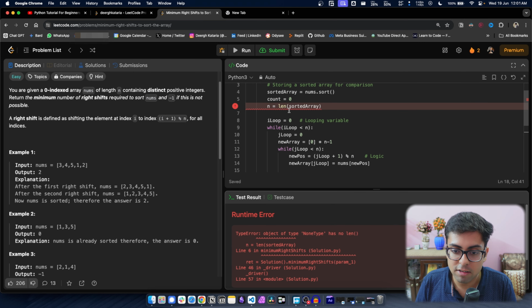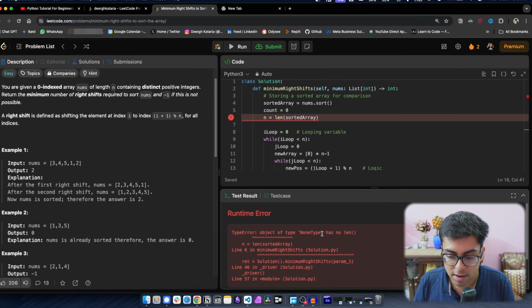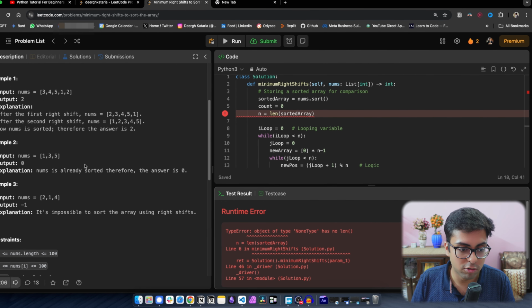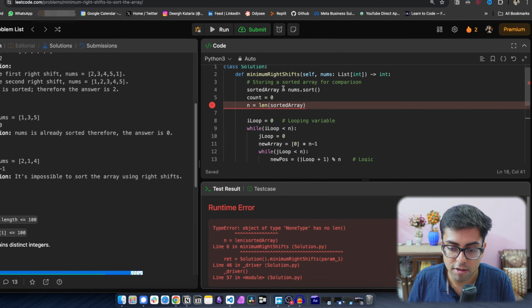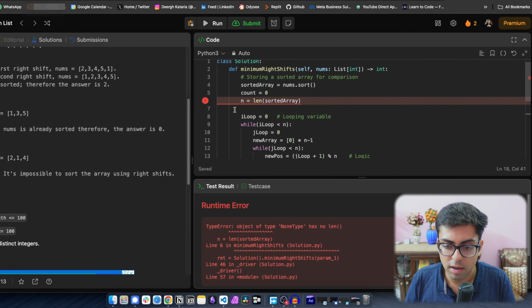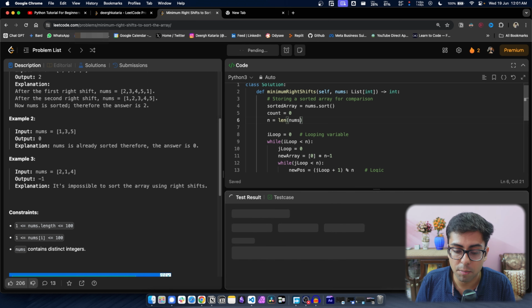See, it says n is equal to length of sorted array. What went wrong here? It says object of type NoneType has no length. NoneType has no length. Is there, do nums contain distinct integers? Nums count as the n. Why is it throwing an error? What if I write it as nums? Is it still going to be an issue?